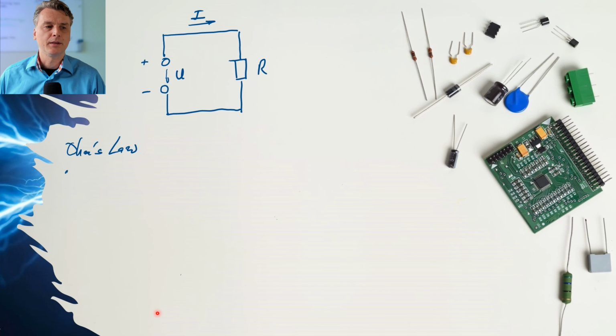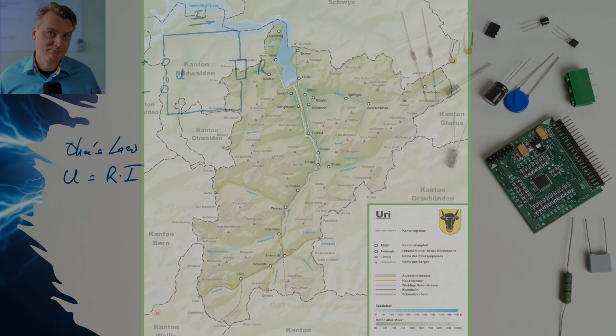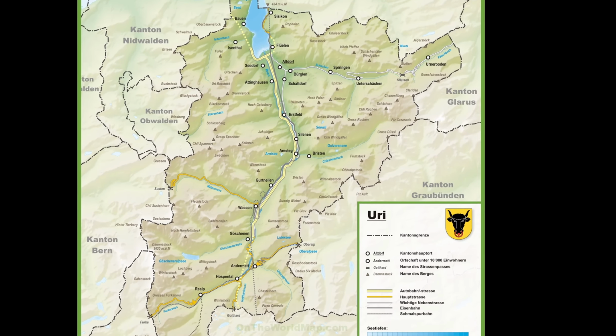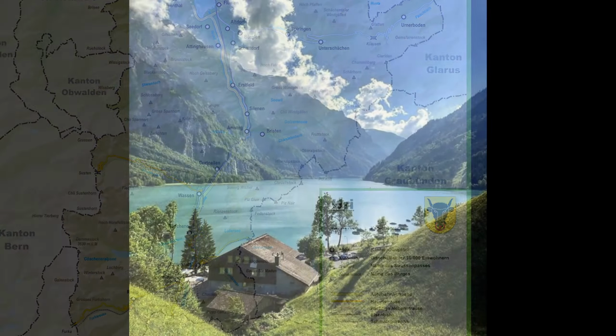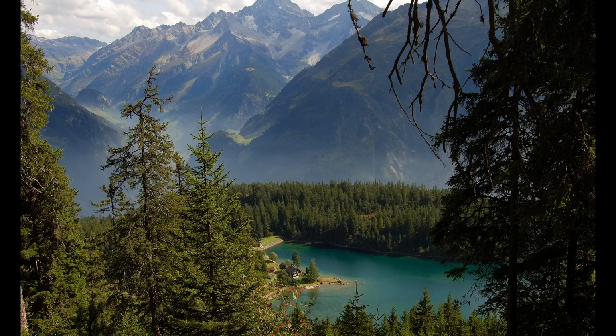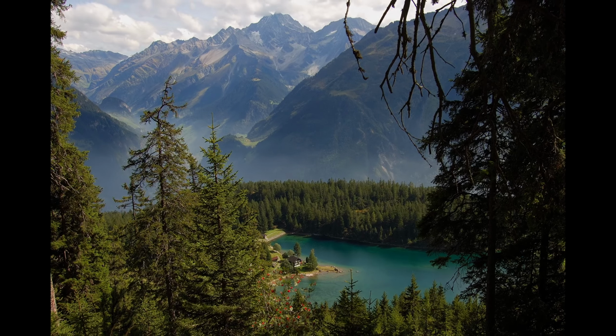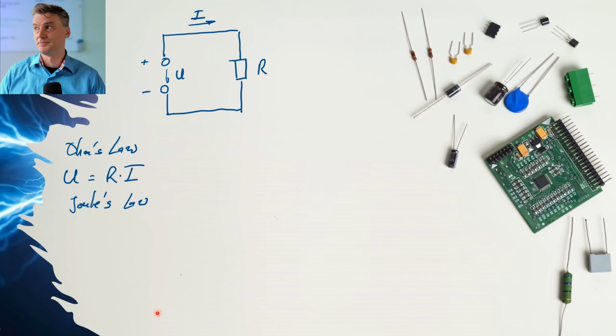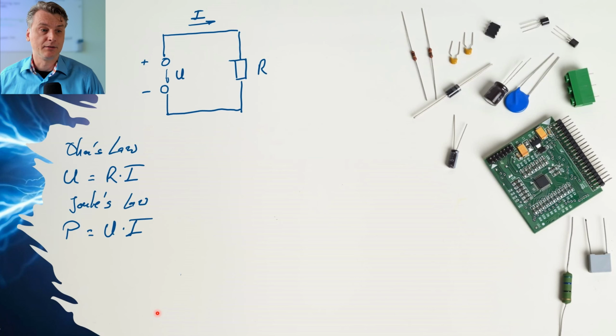In this simple loop, there's Ohm's law, and that's U equals R times I. Uri, that's a place in Switzerland. I think they call it Uri, and it's quite a picturesque place. And that's how I remember it. It's a place in the world, Uri. And then there's Joule's law, which is how much power is generated in that resistor, and that's U times I. I know you know that.